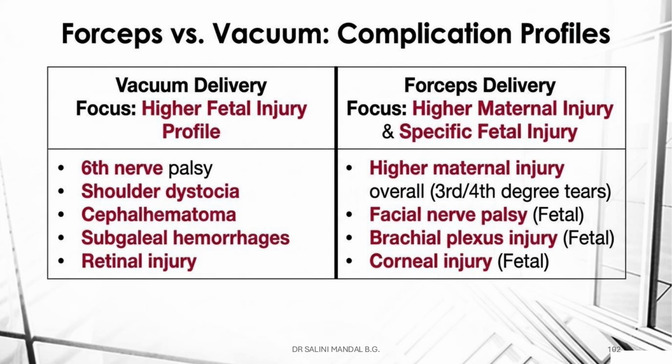So what are the complications which can come? In vacuum delivery, higher fetal injury can be there. There can be sixth nerve palsy, shoulder dystocia, cephalhematoma, subgaleal hemorrhage, and retinal injury. Whereas in forceps delivery, higher maternal injuries are seen, like perineal tears. Apart from that, facial nerve injury, brachial plexus injury, and corneal injury for the fetus. Higher maternal injury is usually in forceps delivery.